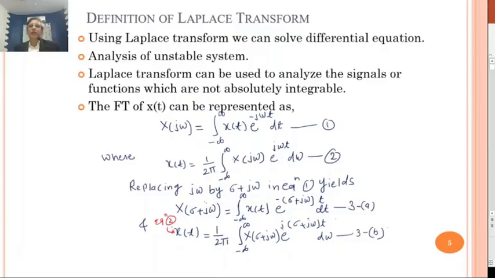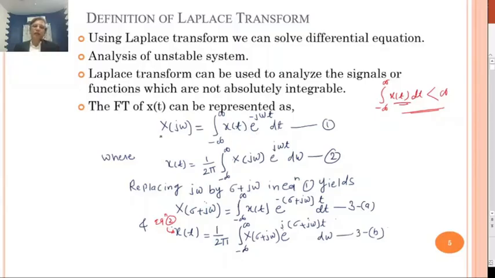And the Laplace transform can be used to analyze a signal or function which is not absolutely integrable. A signal is called absolutely integrable when we integrate it over the entire period, that is from minus infinity to plus infinity, and the result should be less than infinity. Then how will we represent the Laplace transform using a mathematical equation?